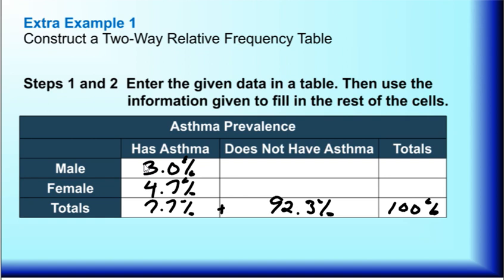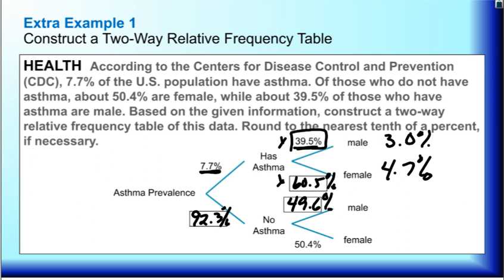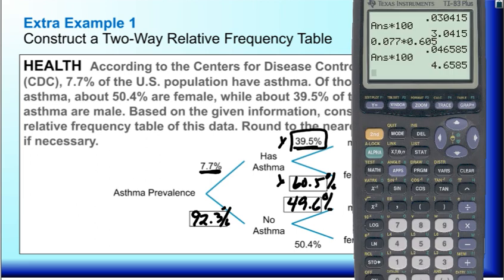So now we're going to find out how many male and how many female do not have asthma. We're now going to take our 0.923 and multiply that by 49.6%. So we have 0.923 times 0.496. Then we're going to multiply that by 100. And that gives us 45.8%.